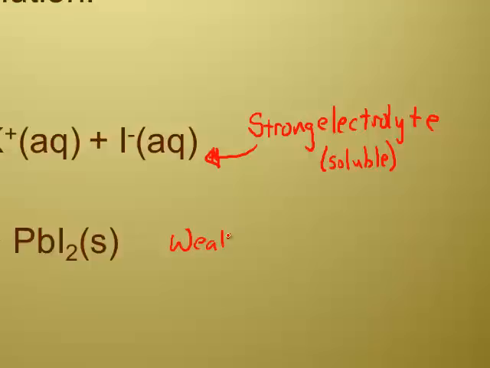So we call lead iodide a weak electrolyte. And according to solubility rules, it is insoluble. Those two things go hand in hand. Anything that's insoluble is a weak electrolyte. Anything that's soluble is a strong electrolyte.